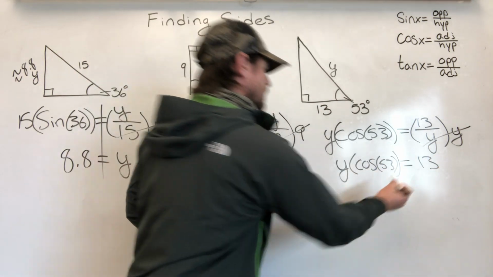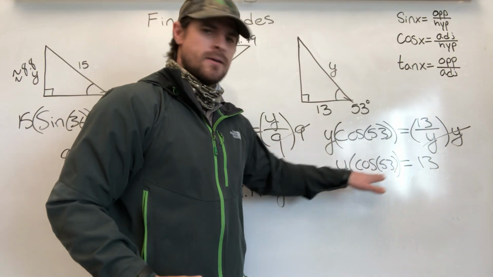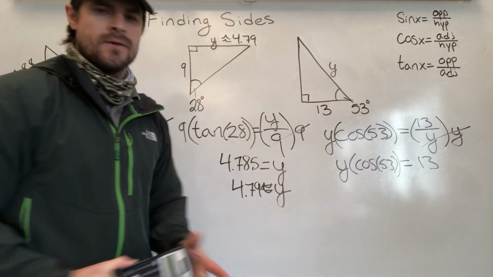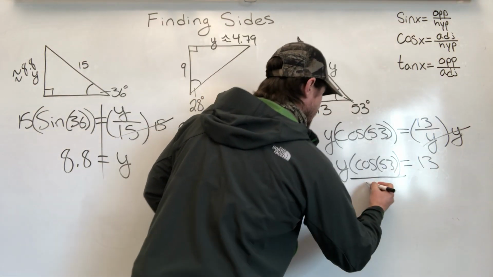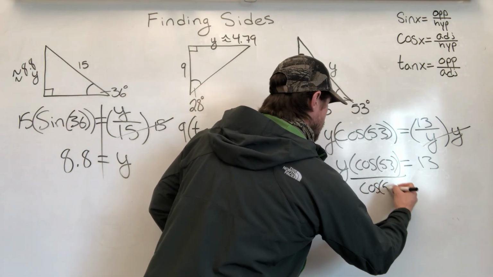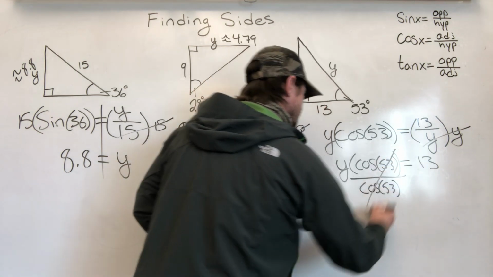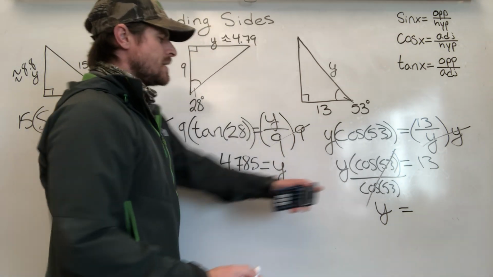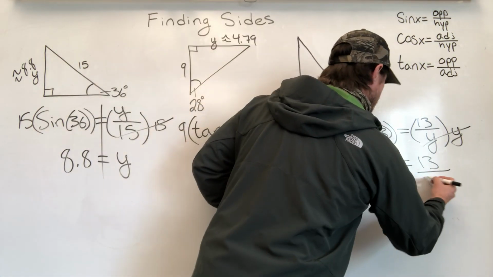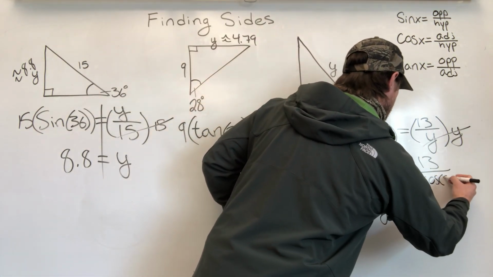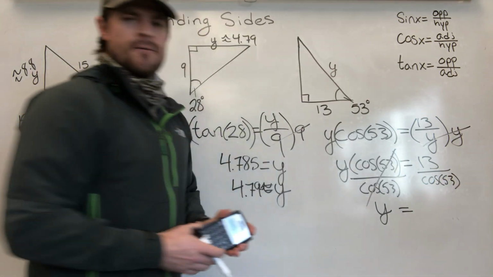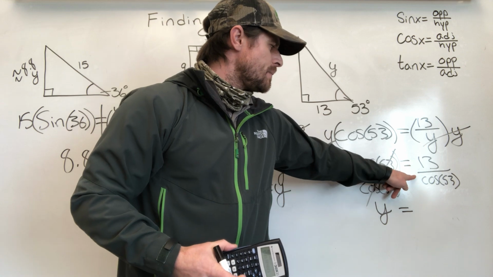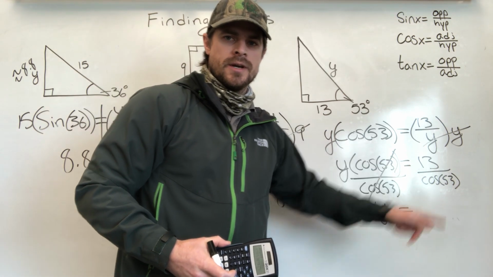How in the world am I supposed to get rid of this now? Well, we're multiplying y times that. What's the opposite or the inverse of multiplication? That's right, we're going to divide it. That's going to cancel it here and leave you with nothing but a y on the left side. But if I do it to the left side, I also have to do it to the right. So what you are now finding is what is the value of 13 divided by cosine 53.